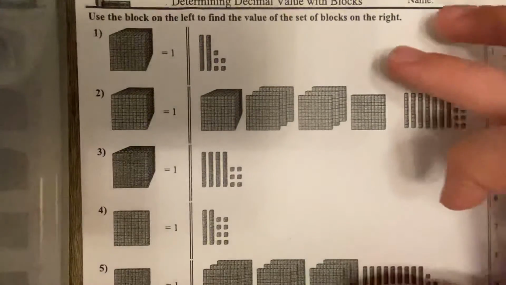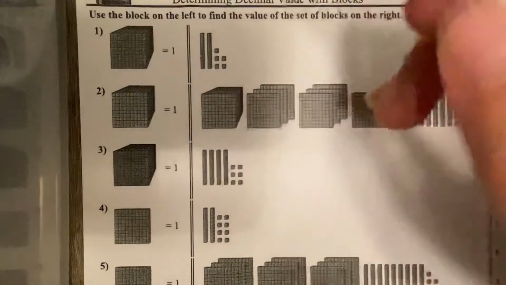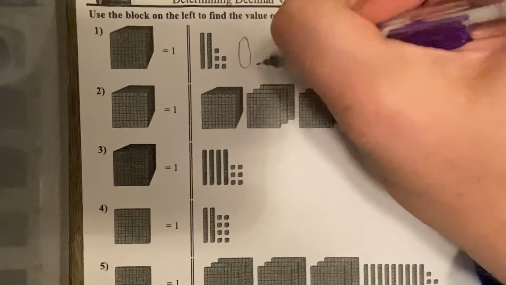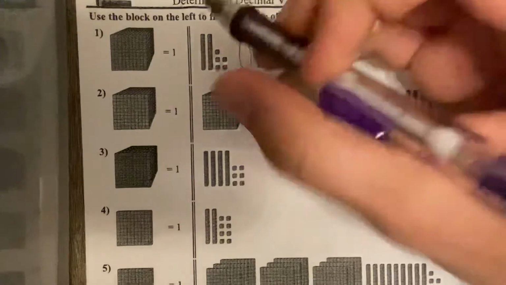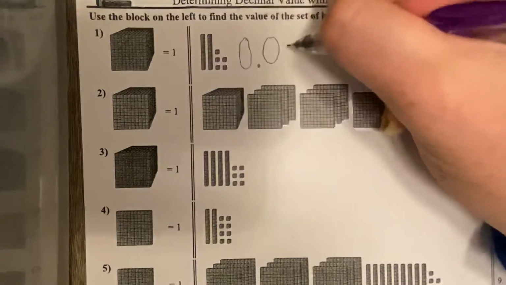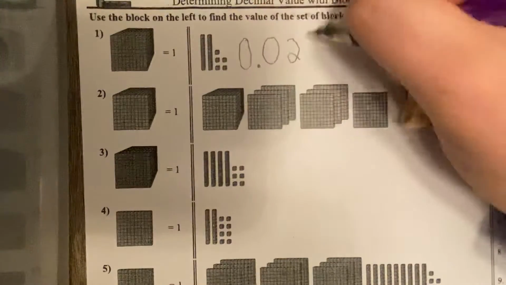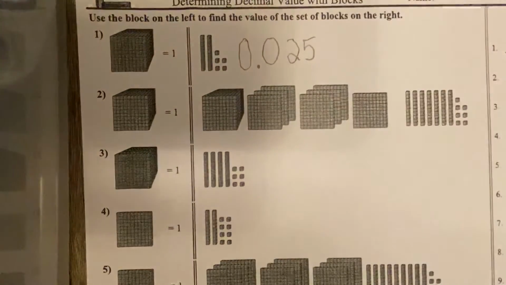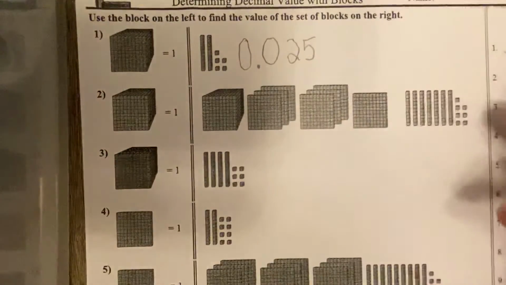All right, let's go over your seatwork. So I have cube as my whole, and I have 0 cubes. I also have 0 flats, so I have 0 tenths. I have 2 rods, so I'm going to put 2 for my hundredths, and 1, 2, 3, 4, 5 little thousandths piece or unit. So I have 0 and 25 thousandths.